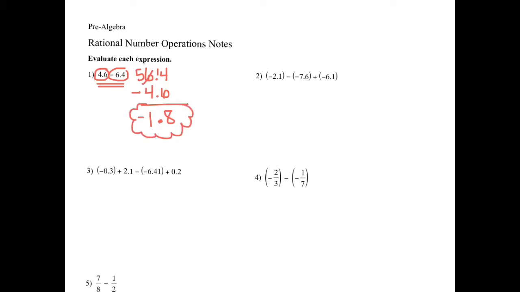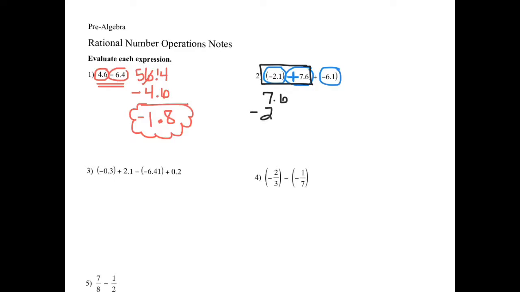My next example has three numbers. I have a negative 2.1. I have a double negative right here, and then I have a negative 6.1. I remember that when I have two negatives together, I turn those into a great big giant plus. So I'm going to focus on these two numbers first. Same signs add and keep or different signs subtract. One is negative, one is positive, so that is a subtraction problem.